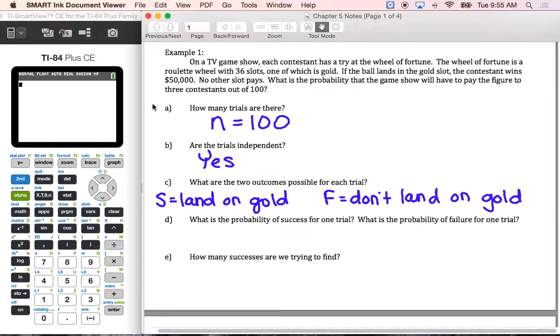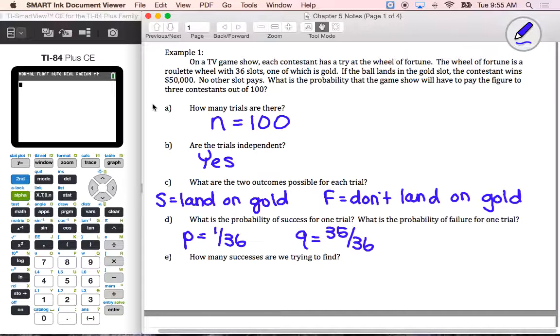For D, what is the probability of success for one trial? What's the probability of failure for one trial? We know that only 1 out of those 36 slots is gold. So my probability of success, P, would be 1 out of 36. My Q is my failure. There are 35 slots where you don't win, so 35 out of 36.